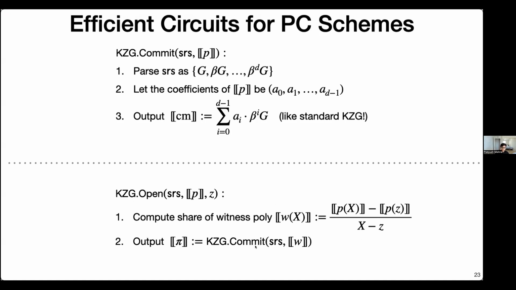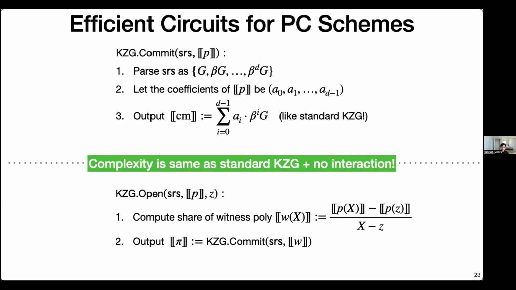And then we compute the commitment to this witness polynomial as before. And this is, again, an entirely linear operation. Okay. And this gives us the secret share of the evaluation proof. So we're heavily leveraging the fact that in some sense, KZG is additively homomorphic. So the idea now is that I can just add up these shares of commitments to get the commitment to the actual polynomial P. All right. So the takeaway from this slide is that for KZG, you can get complexity which is exactly the same as plaintext KZG outside of MPC, and there's no interaction.